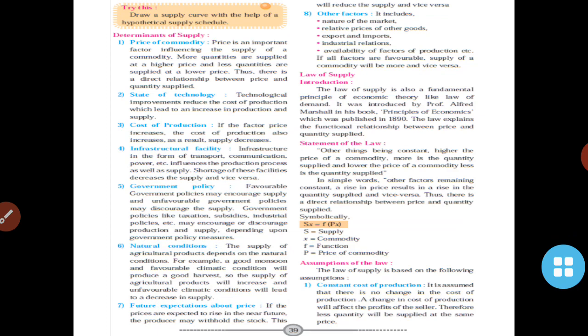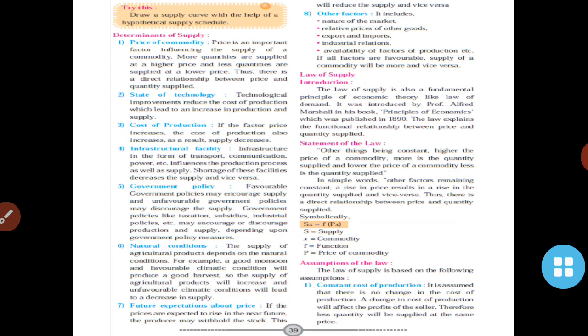Third is the cost of production. If the factor price increases, the cost of production also increases, and as a result supply decreases. Now the fourth point is infrastructural facility. Infrastructure in the form of transport, communication, power, etc. influences the production process as well as supply. Shortage of these facilities decreases the supply and vice versa.